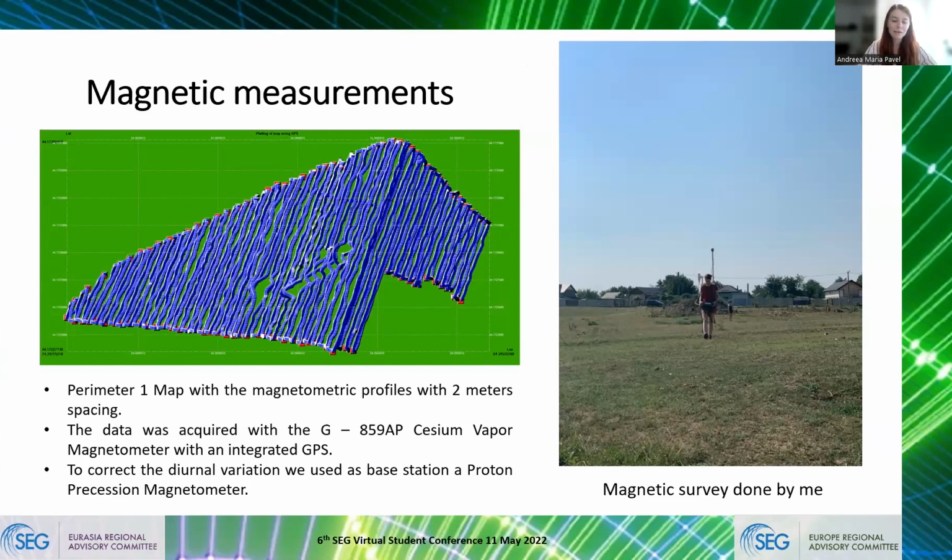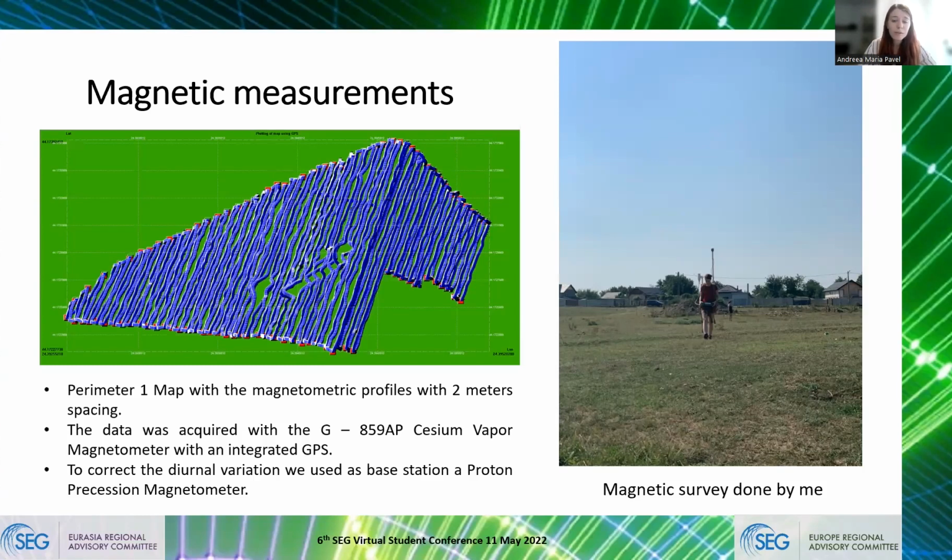And again, as I said in my past presentation, a team was on the field to do the measurements on the profile, and some students were at the base station to acquire the data for the diurnal variation effect to be eliminated. And to be sure that everything is taken into consideration at the processing and interpreting part, the high voltage power lines, metallic objects, and wire fences were pictured and marked on the map.